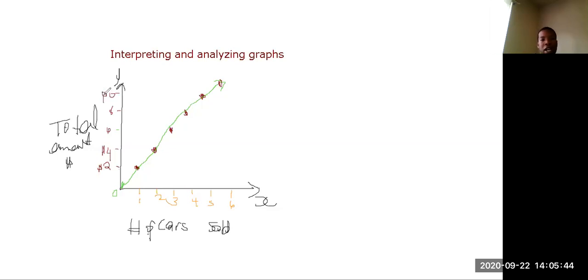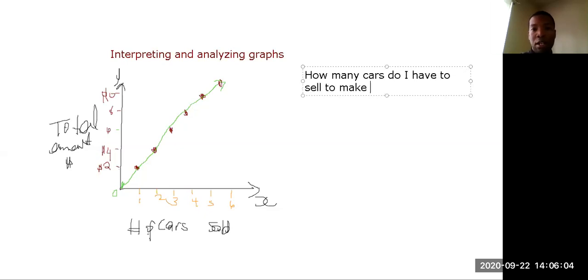So when I say interpreting and analyzing a graph, I'm going to ask, how much? First question. How many cars do I have to sell to make $8? Four cars, yep. And the graph was linear for all the people who responded. 4 cars, yes. It's so simple. Okay, we could do this in our sleep.